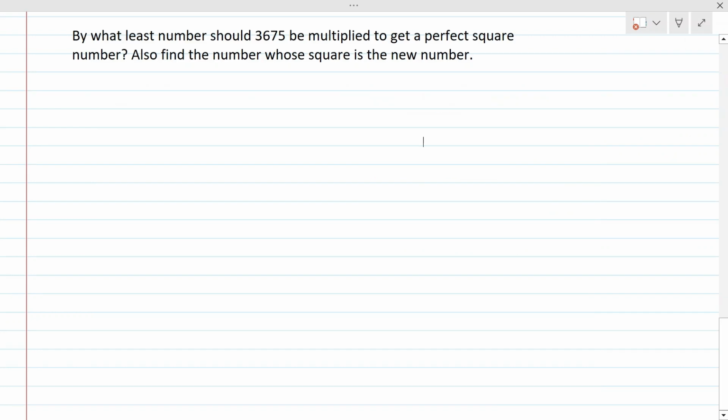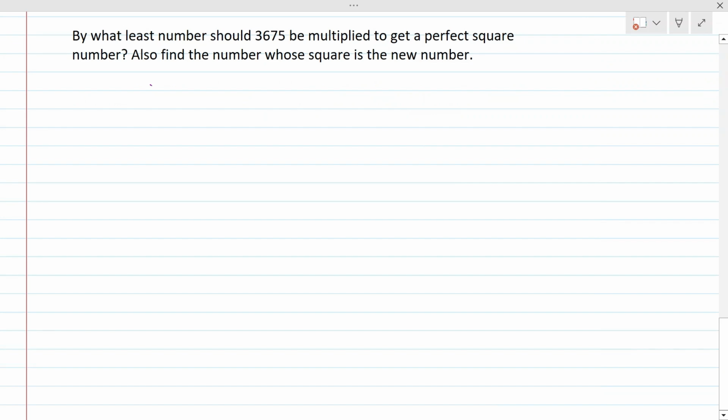The next question is, by what least number should 3675 be multiplied to get a perfect square number? Also find the number whose square is the new number. So in this question itself we can understand that 3675 is not a perfect square number, and we have to multiply some number with this so that the new number will be a perfect square number. Okay, we'll see how to do this.